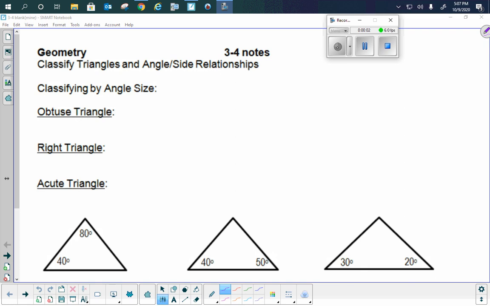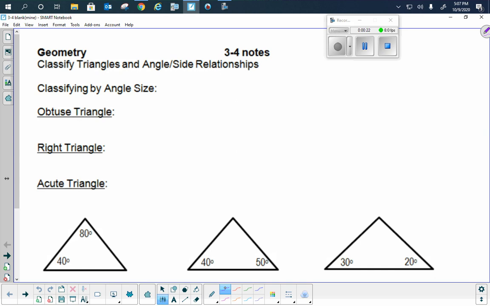All right, 3-4 notes. We are going to go through and classify triangles and talk about their angle and side relationships. So if we're classifying by angle size, I know you guys have seen these words before, right? Obtuse triangle, right triangle, acute triangle. Let's just make sure that we have a definite definition.